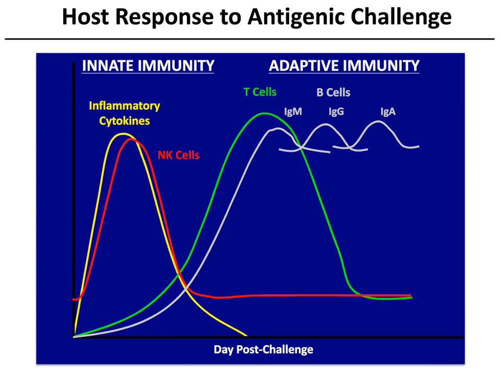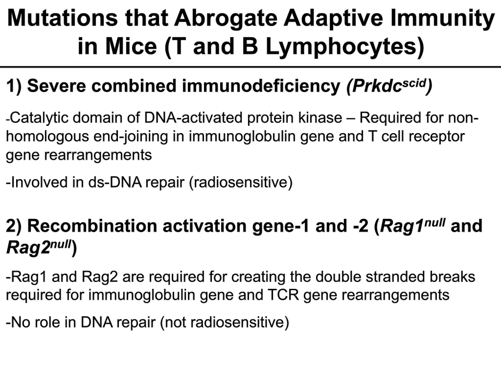And this really all started with laboratories targeting the adaptive immune response, so taking out those T cells and B cells in the mice. And there are two ways in which we can target the adaptive immune response in mice or mammals, and these are listed below. The first is the severe combined immunodeficiency mutation. This is basically a mutation in the catalytic domain of a DNA-activated protein kinase that is required for non-homologous end-joining of immunoglobulin genes and T-cell receptor gene rearrangements.